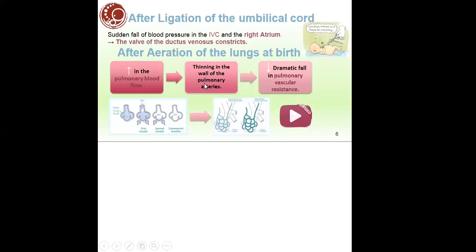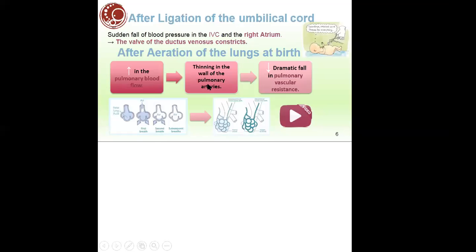And second, the mechanism by which this blood flow is increased is thinning of the wall of the pulmonary artery. In the beginning, look, they are close together, and the dimension or lumen of the pulmonary artery is constricted. As soon as it expands, similarly the vessels will also stretch, and thus the resistance decreases, and there is a dramatic fall in the vascular resistance.